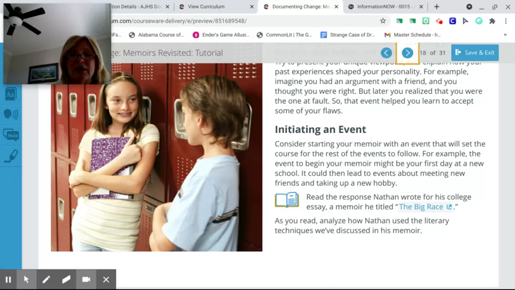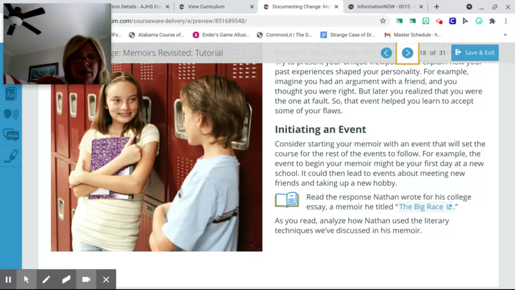And then notice there's an example here that Nathan wrote on a college essay. The name of his essay is The Big Race, and it was a memoir. A lot of times your college entrance essays are going to be like memoirs. So it's important that you learn how to write this type of writing.